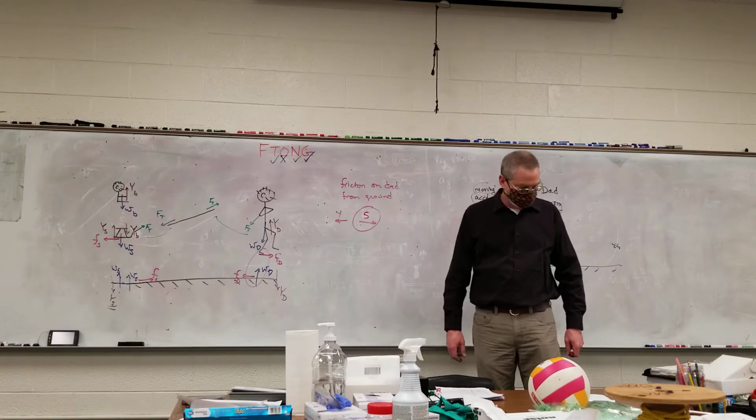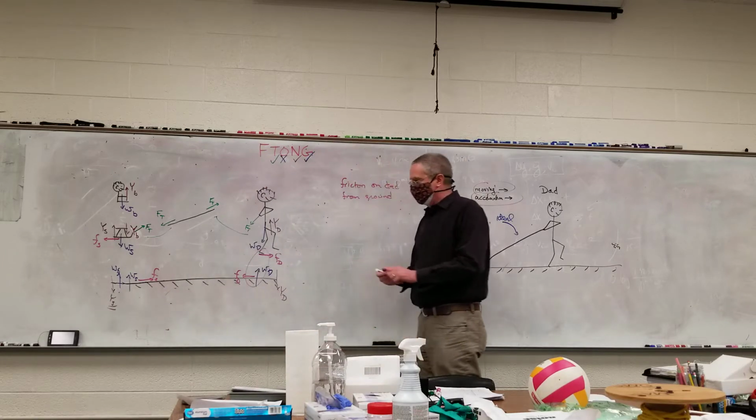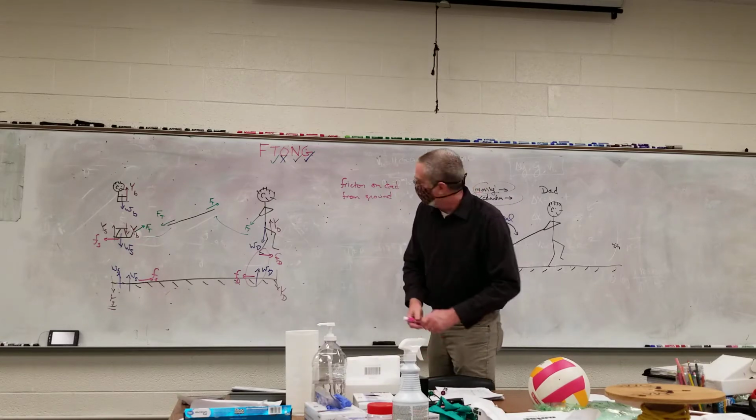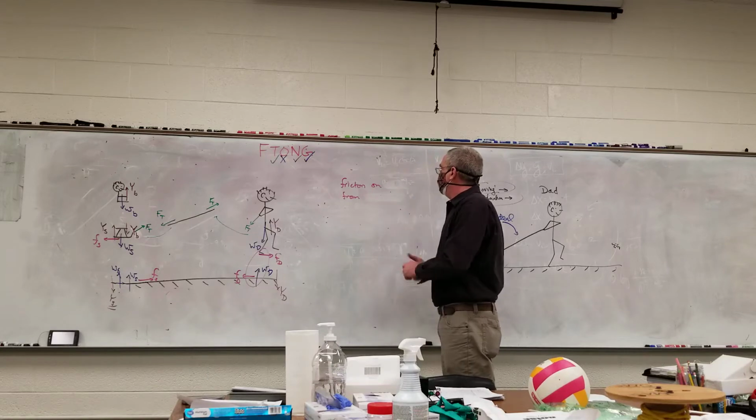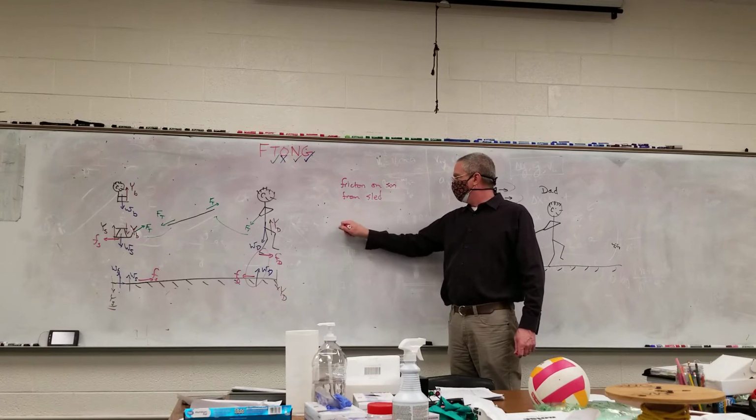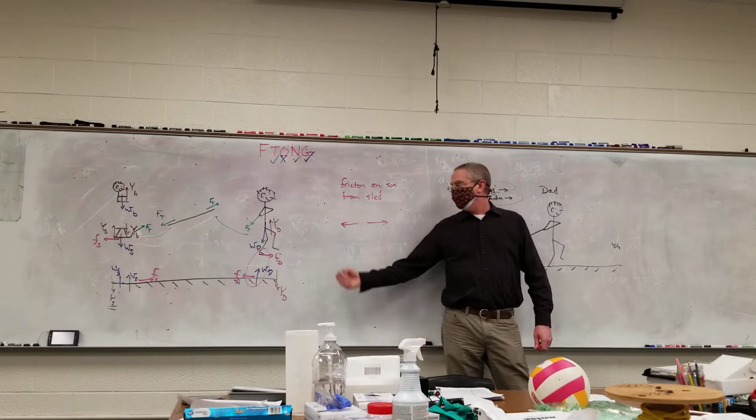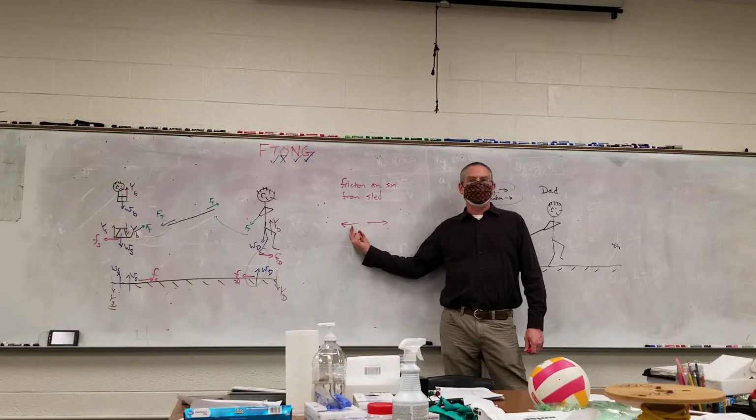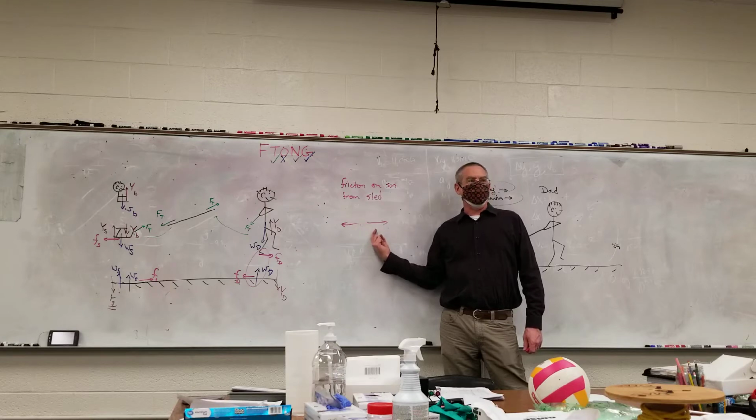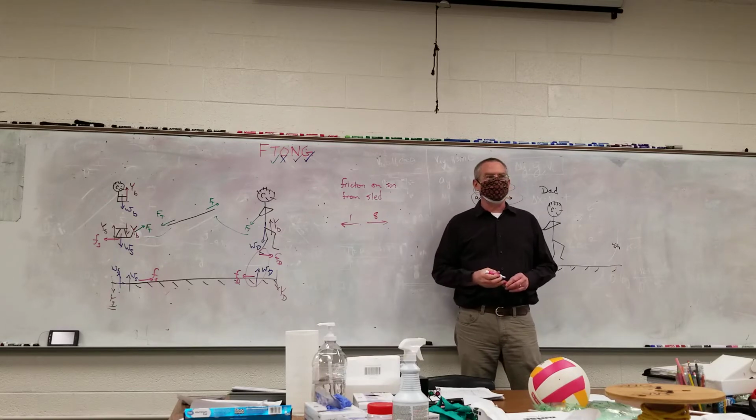Again, we have 2 choices. Friction on boy from sled. Let's try it again. Who says friction acting on the boy is to the left? We got 1. Who says it's acting to the right? Madison? Did you vote? I guess to the right. Whatever. All right. Ian, way to be a voice.